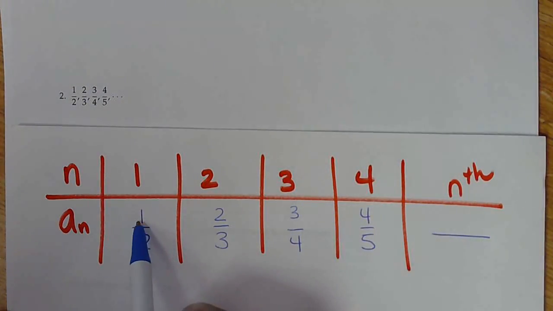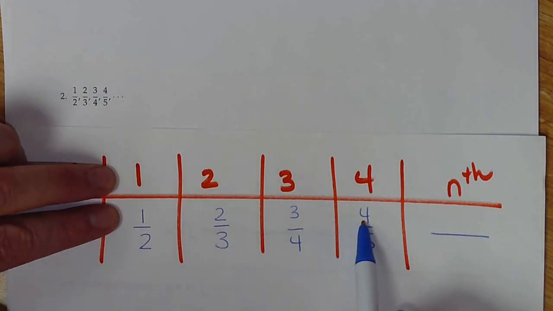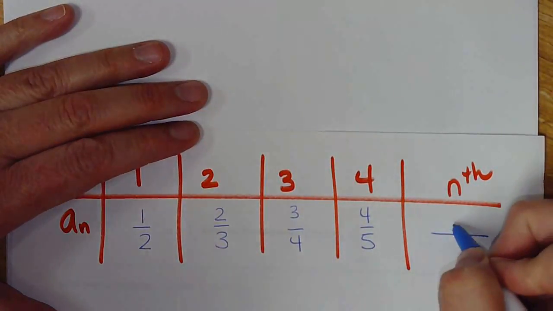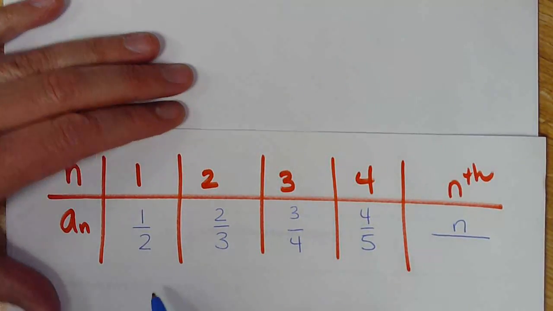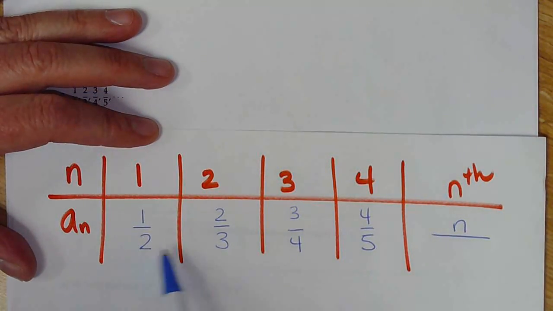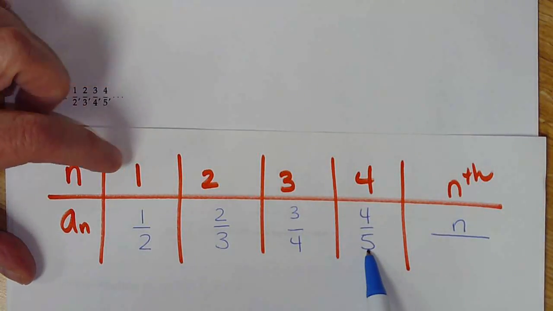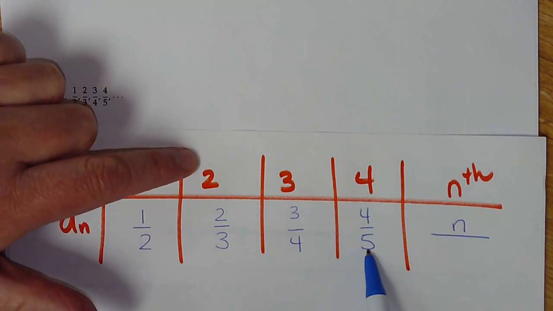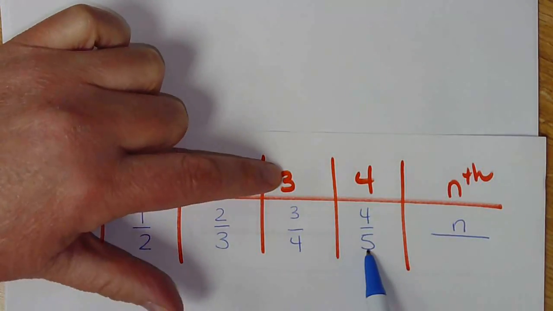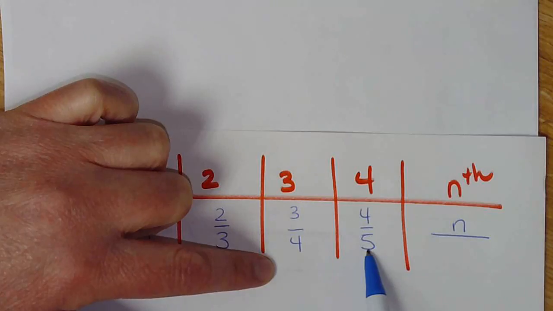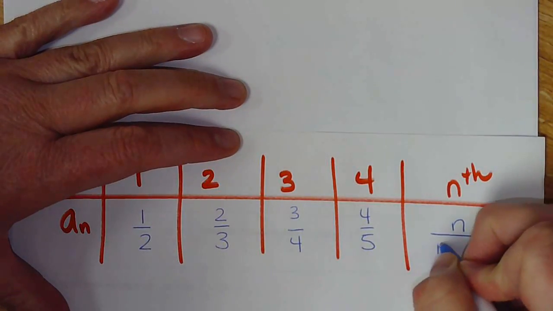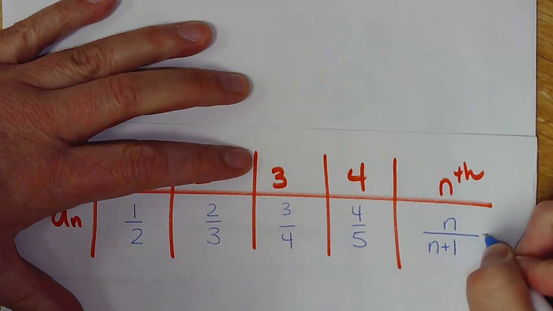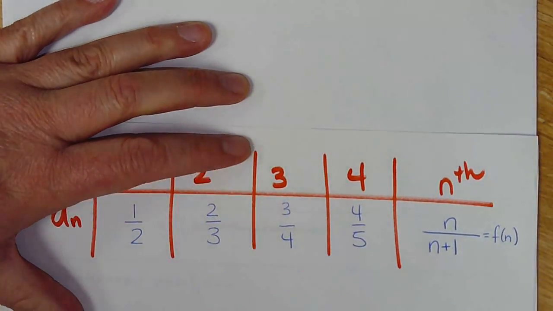So here my numerators are 1, 2, 3, 4, which matches exactly the number that I'm on. So that numerator is just going to be an n. And then if I look at the denominators, they go 2, 3, 4, 5. So they're one more than the natural number I'm counting on. So when n is 2, the denominator is a 3. When n is 3, the denominator is a 4, and so on. So my denominator is going to be n plus 1. So my formula here, my f of n, is going to be n over n plus 1.